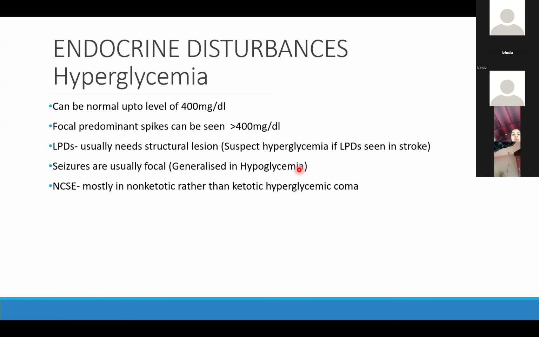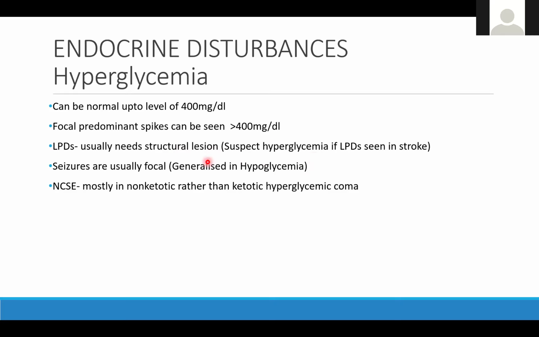If the hyperglycemia has lateralized periodic discharges, it usually needs a structural lesion. But whenever a stroke patient is presenting with altered sensorium, we should suspect hyperglycemia if there are lateralized periodic discharges. Seizures are usually focal in hyperglycemia when compared to hypoglycemia, which is usually generalized. And NCSE can also occur in non-ketotic hyperglycemia more than ketotic ones.